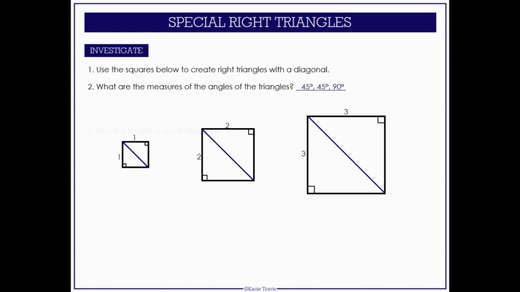All right, let's jump a little forward. Let's find the lengths of each of these diagonals. So, things to be aware of. If we're dealing with the square, you know that all of the sides are going to be equal.